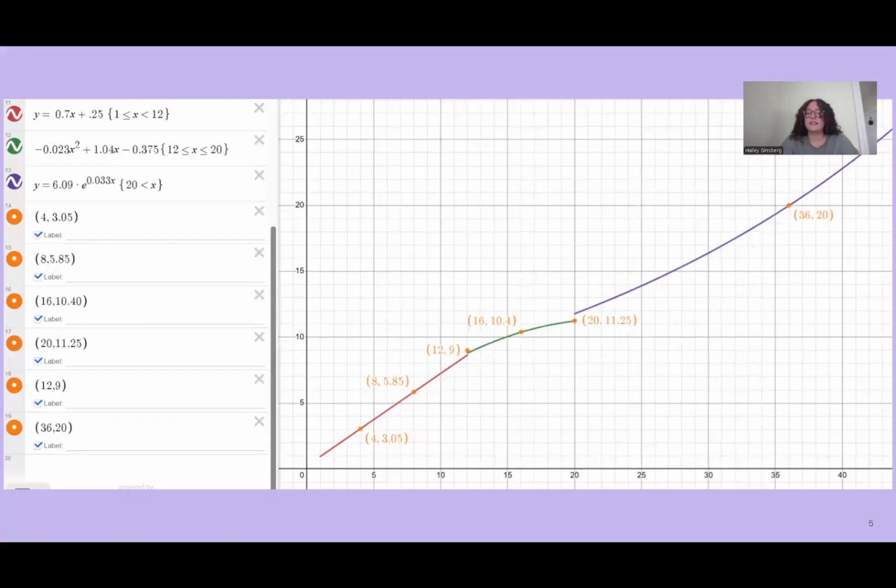To get realistic pricing everywhere, I built a three-part piecewise function, starting with my linear line, which is y equals 0.7x plus 0.25, with a range from 1 battery up until 12 batteries. And it's very predictable and competitive.